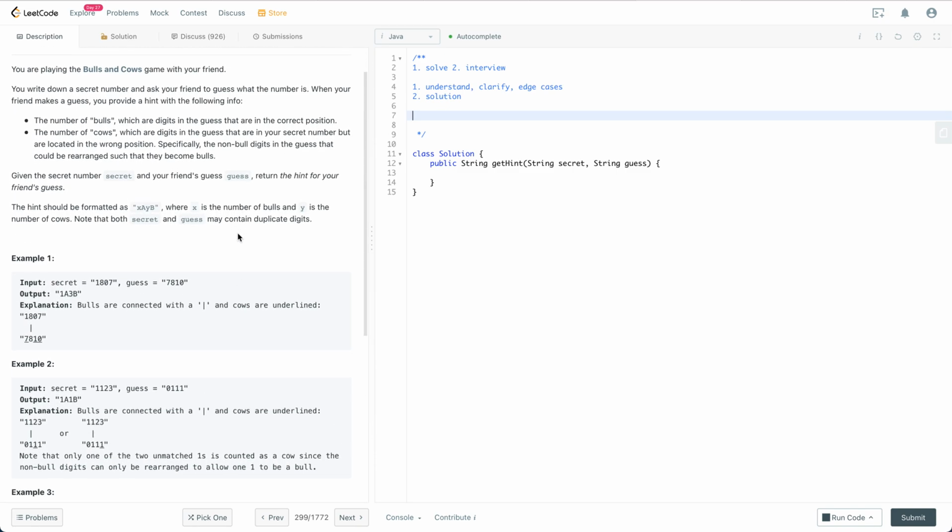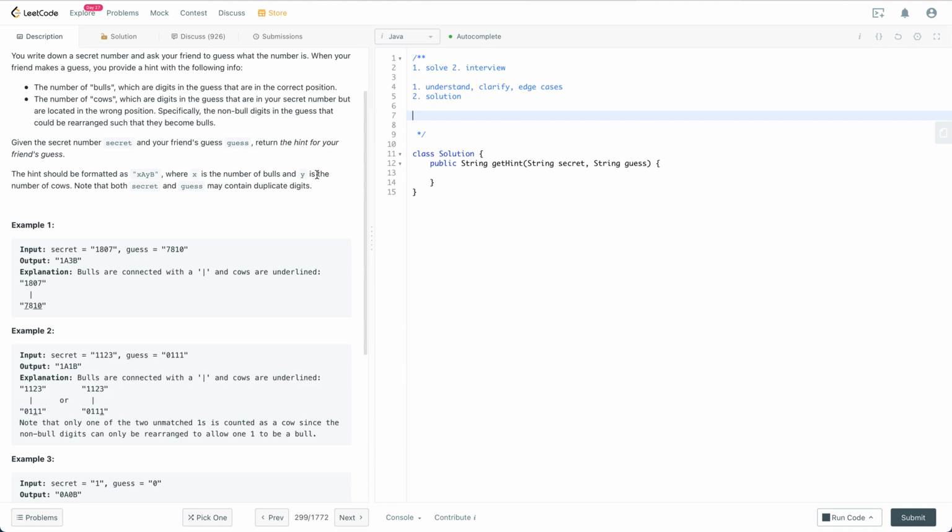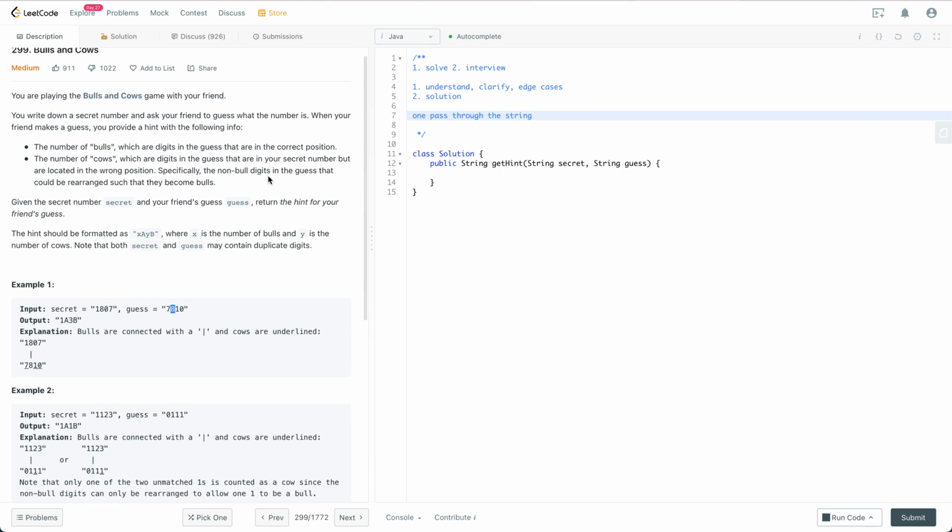So the solution is, let's say we do one pass through the string. We compare the corresponding positions of a character within secret and guess. If it is a good match, both the character match and also the position match, then we are going to increase the number of the bulls.